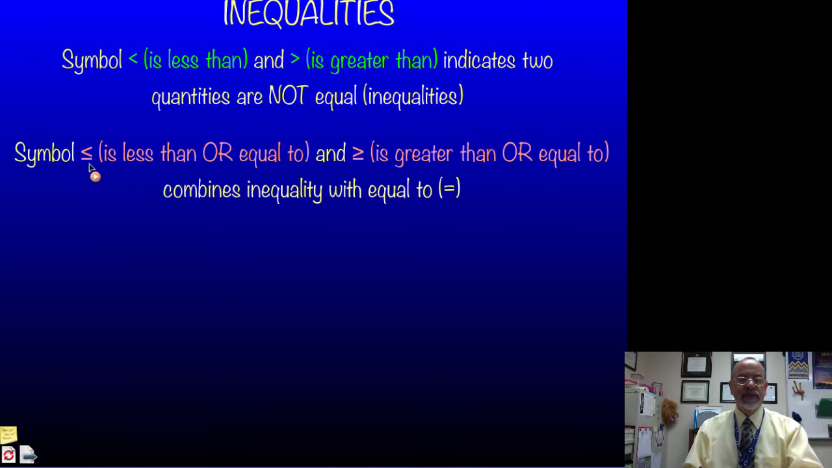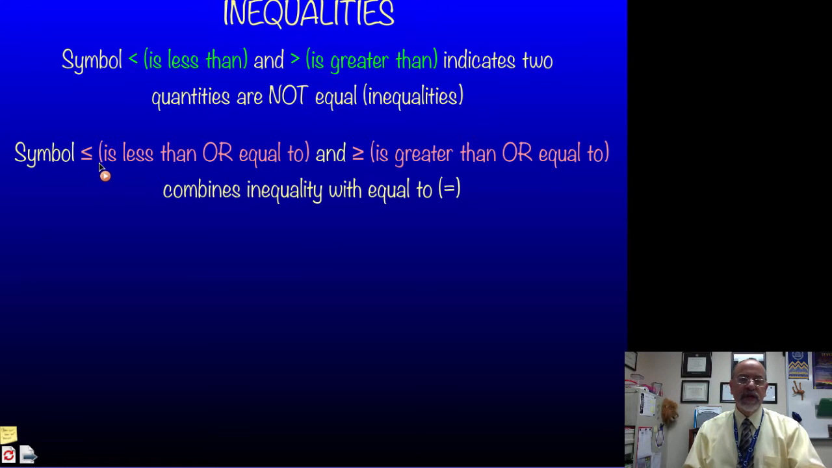However, we do have another type of symbol, and it's actually a combination of the less than symbol with the equal sign. This symbol means that what is on the left is less than or equal to what's on the right. And this symbol means what's on the left is greater than or equal to the one on the right. Now, notice the word or. Or means that one of these two things is true. Meaning that the item on the left is either less than the one on the right or it's equal to. It doesn't have to be both. Can it be both? No, it can't be both. It's either less than or it's equal to, one or the other.